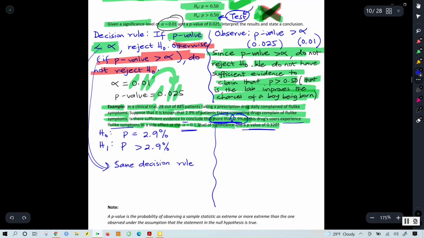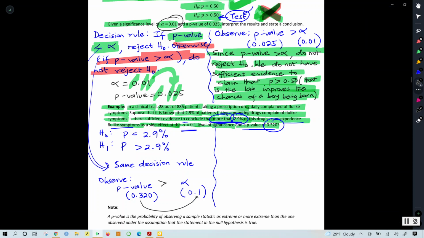And we need to observe. And in our observation, what do we observe? The p-value was 0.320, and alpha, the level of significance of the test, was 0.1. What do we observe? Is this less than or is it greater than? I believe 3 is greater than 1, so this is greater than alpha.